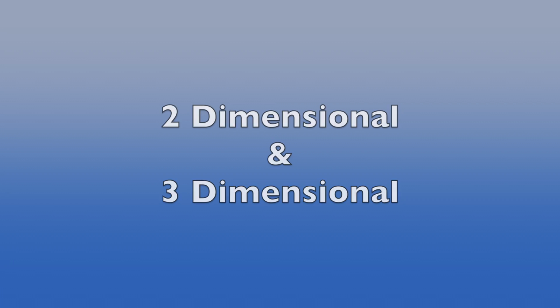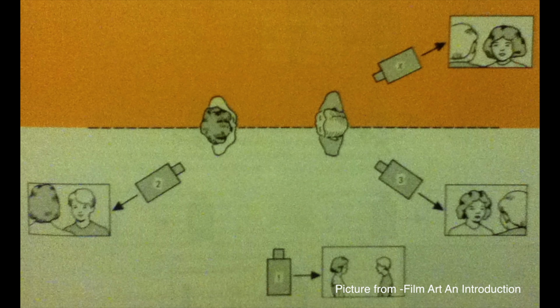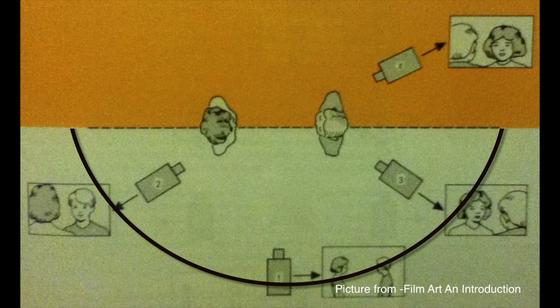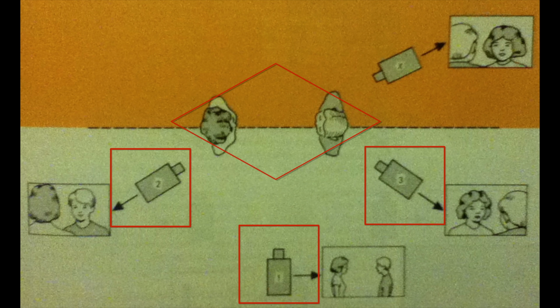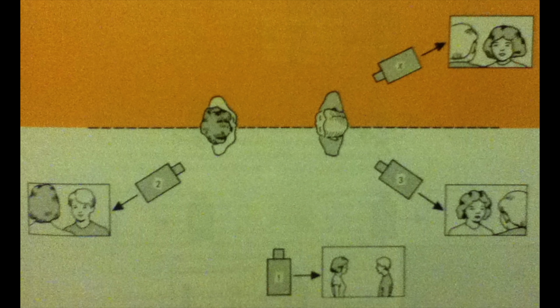Two-dimensional and three-dimensional. In the continuity style, the space of a scene is constructed along what is called the axis of action. This axis of action determines a half circle or 180-degree area where the camera can be placed to present the action. The filmmaker will edit the shots so as to respect this center line.